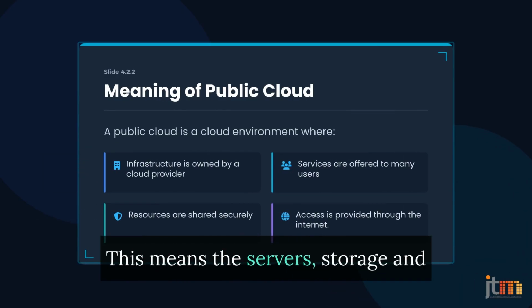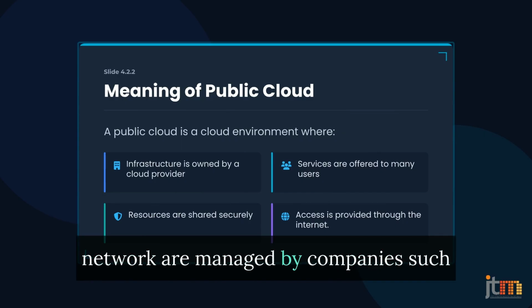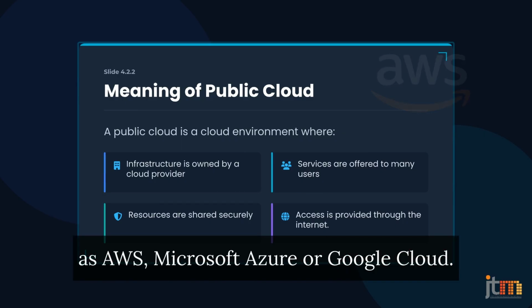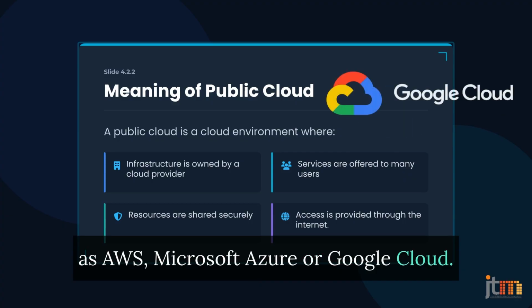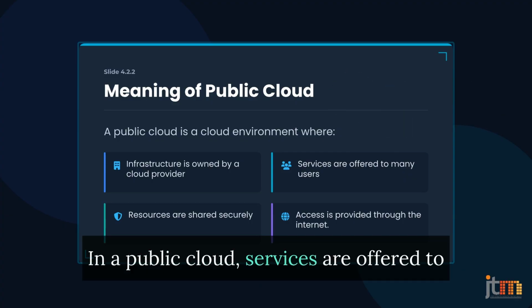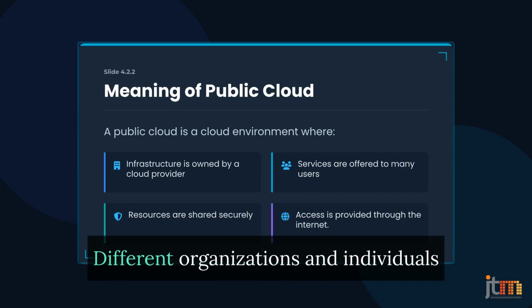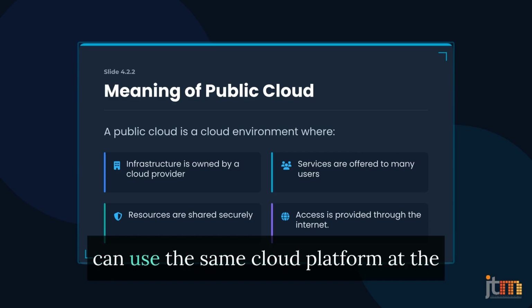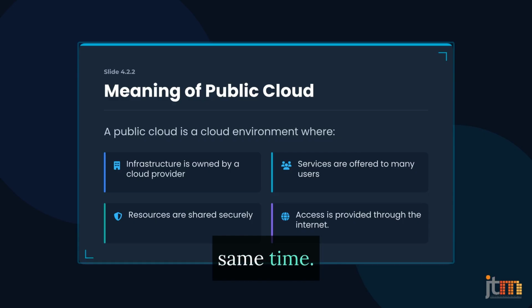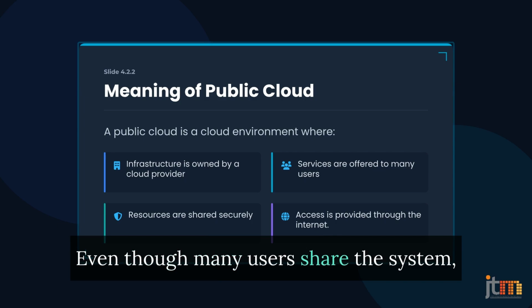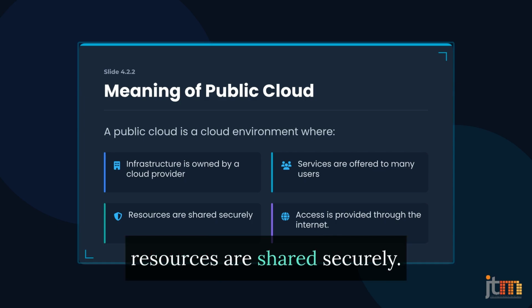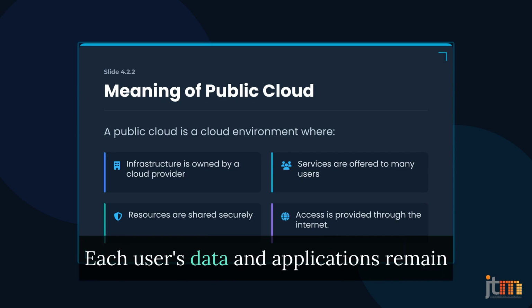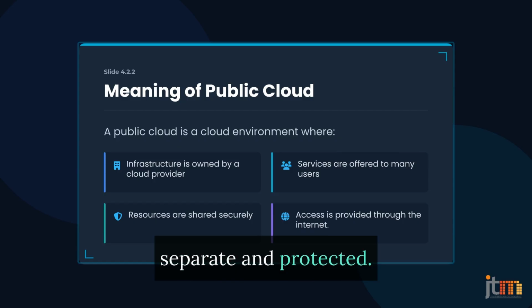This means the servers, storage, and network are managed by companies such as AWS, Microsoft Azure, or Google Cloud. In a public cloud, services are offered to many users. Different organizations and individuals can use the same cloud platform at the same time. Even though many users share the system, resources are shared securely. Each user's data and applications remain separate and protected.